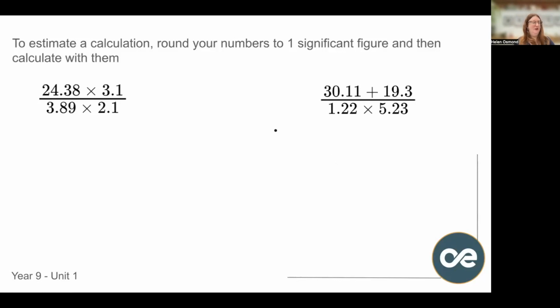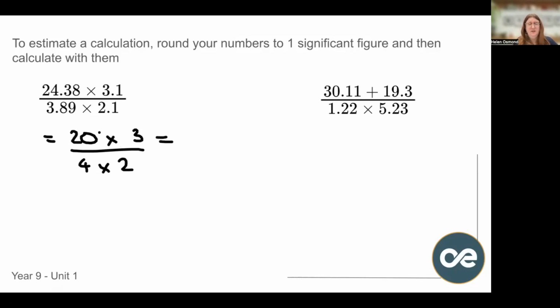So I will do the first one and then I will let you do the second one. So 24.38 times by 3.1, all divided by 3.89 times by 2. Well, if I was to write this out rounded, this is pretty close to 20. To one significant figure, we'd make that 20. It's closer to 20 than it is to 30. I'm going to times it by 3, one significant figure. And then I'm going to divide that by, that's pretty much 4, 3.89, times by 2.